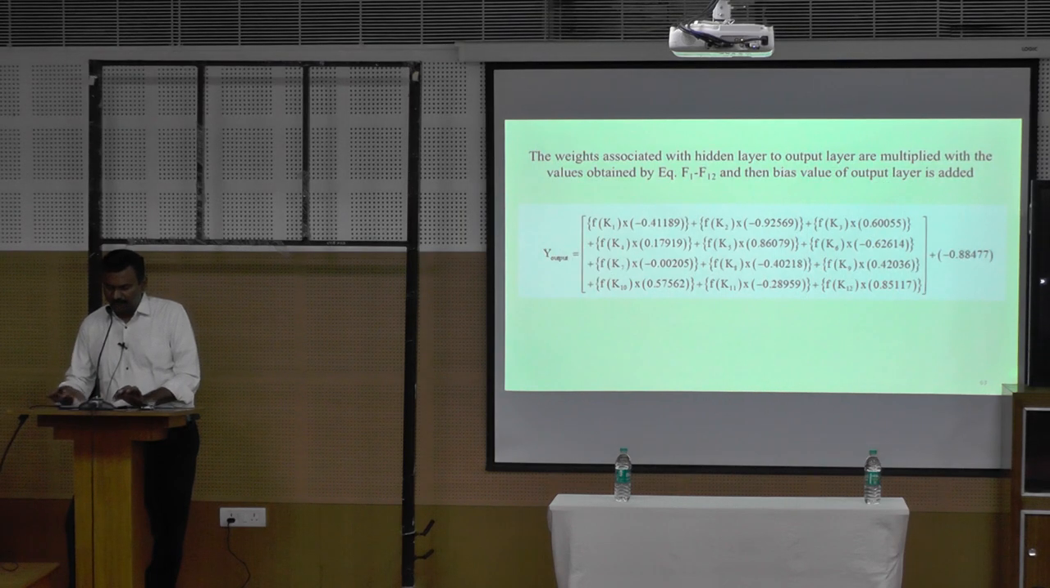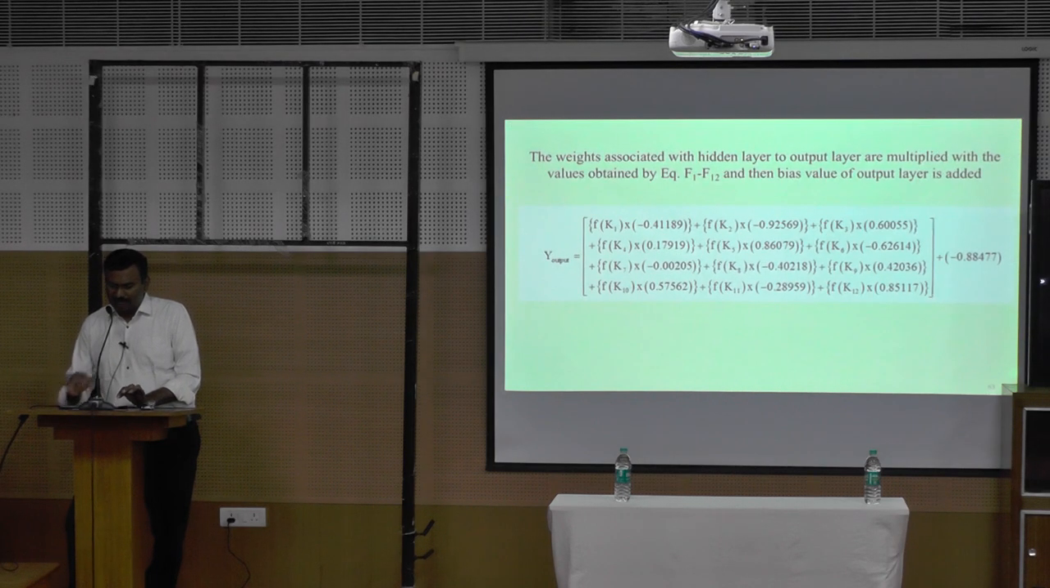This is my final equation to calculate the shear strength capacity of my beam column joint. The output Y is nothing but shear stress. K2, you know that. How can we calculate K1, K2? It is given in the previous slide.